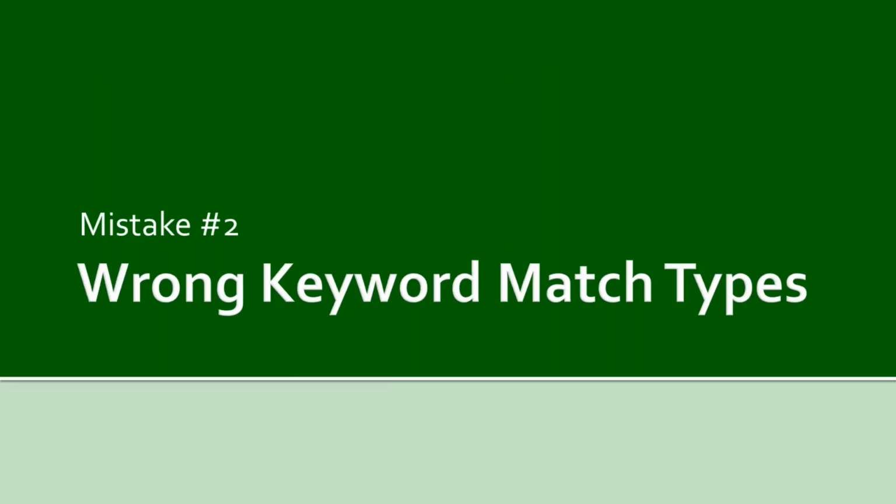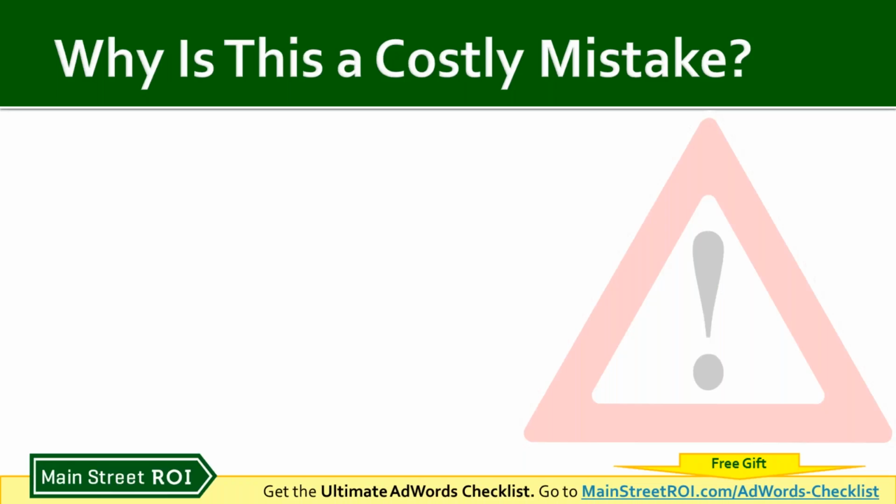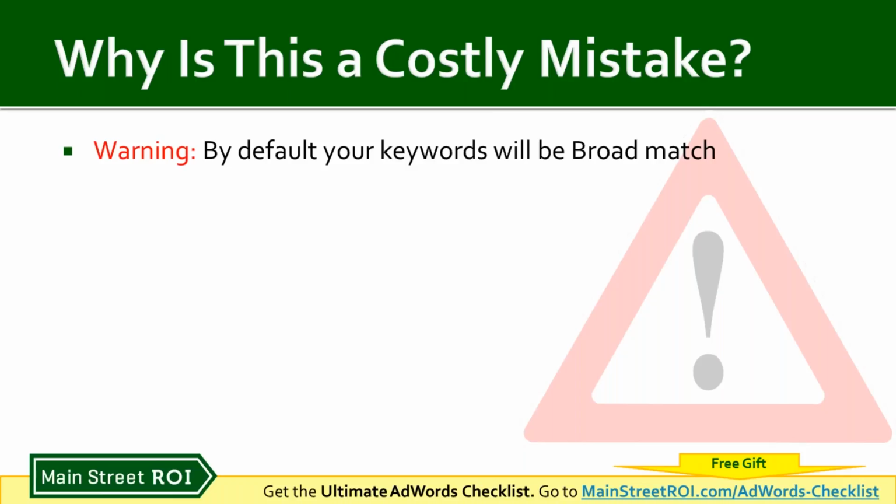All right, mistake number 2 is using the wrong keyword match types, and this is specifically on the search network. Why is this costly? Well, first of all, Google by default is going to make all of your keywords broad match. And this is a huge complaint I have with Google AdWords. I love Google AdWords. I think it's a great tool, and it can do wonders for businesses in terms of driving leads and sales. But unfortunately, a lot of these default settings will set you up for failure, and this is one of the big ones.